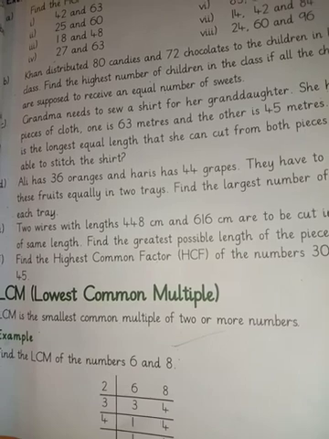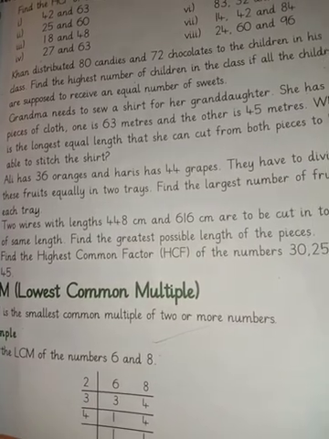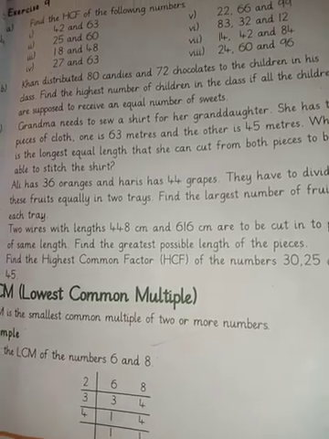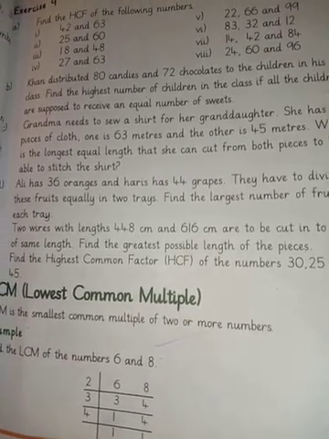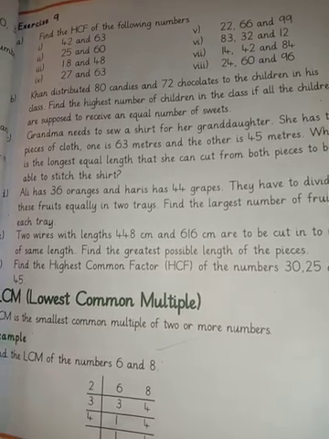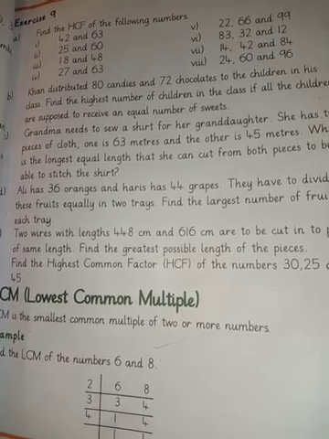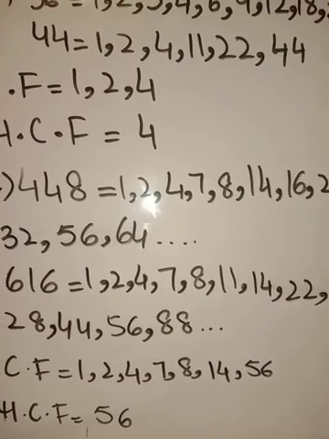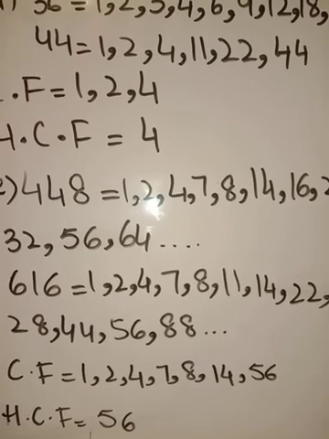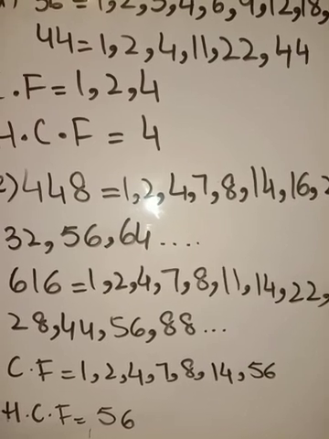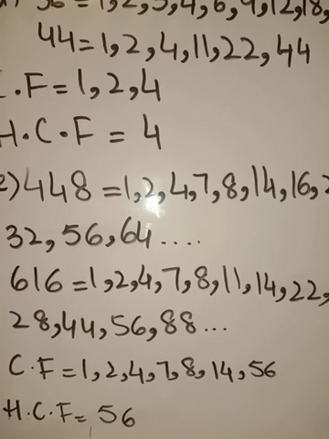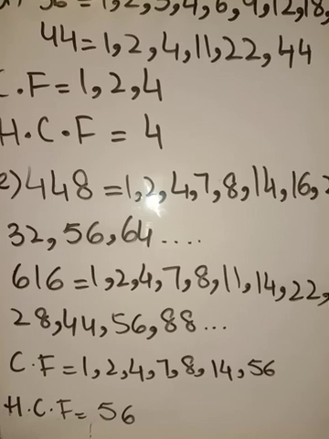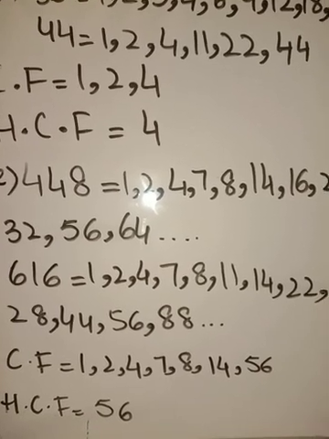Moving towards part E, we have 2 wires with lengths 448 cm and 616 cm that are to be cut into pieces of the same length. Find the greatest possible length of the pieces. Greatest possible length means you have to find the HCF again. We have 448 and 616. Find the factors of 448 and 616. By finding common factors, we got 1, 2, 4, 7, 8, 14 and 56. So what is the highest factor here? 56. So 56 is the highest common factor of 448 and 616.